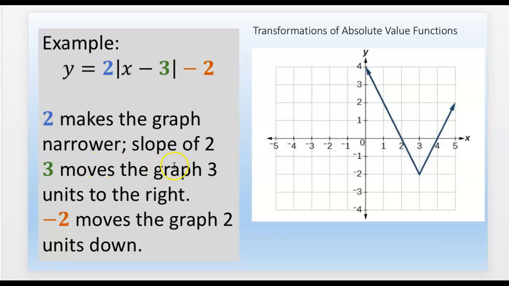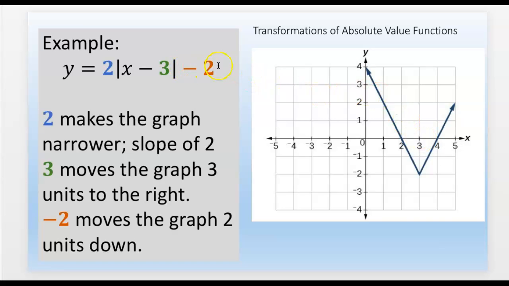Now the 3 moves the graph 3 units to the right. Remember inside here, this says x minus h, so the 3 is actually a positive 3. That's why we move it to the right. Inside the absolute value symbol, you move the opposite of what the sign says. This says negative 3, which means you move 3 in the positive direction, to the right.